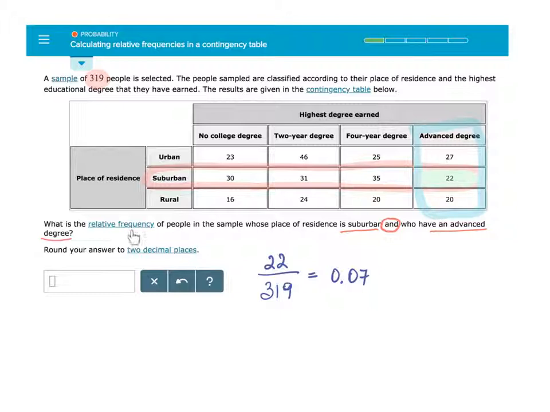Question, what is the relative frequency of people in a sample whose place of residence is suburban and who have an advanced degree? So right here, I'm looking at this row only. And those also at the same time who have an advanced degree. So we want to have a group of people who live in a suburban area and have an advanced degree. There are 22 people in both of these categories or under both variables. So we look at 22 people out of 319 total number of people, and that yields 0.07 as the result.